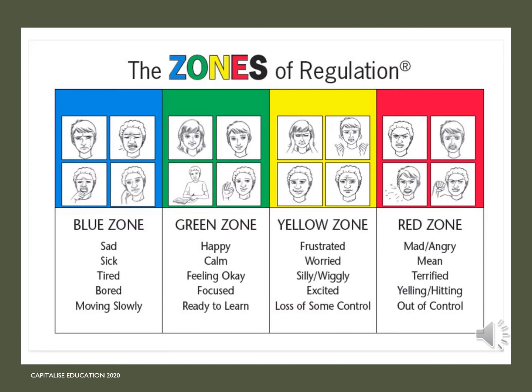As a classroom teacher, we could look at using the zones of regulation where different colors, blue, green, yellow, and red, represent different emotions. We could place the zones of regulation somewhere very visible in the classroom so that the students can regularly refer to it.